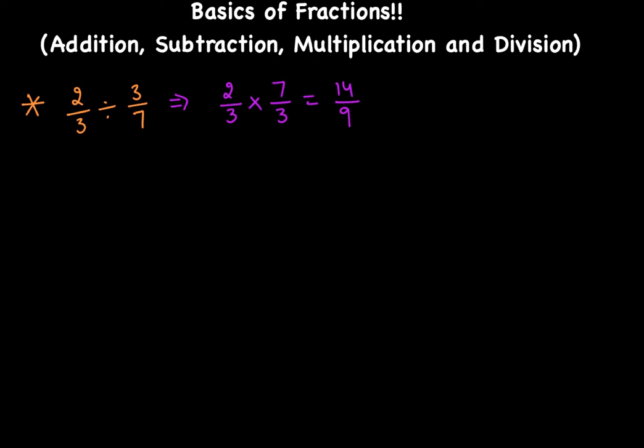All right, let's do one more. I got 1/4 and I'm dividing it by 2/3. So what we're going to do, keep the first fraction as it is, change this division sign to multiplication, and flip this fraction. So 2/3 will become 3/2. Then multiply the numerators: 1 times 3 is 3, and multiply the denominators: 4 times 2 is 8. All right, so that's the rule for dividing fractions.